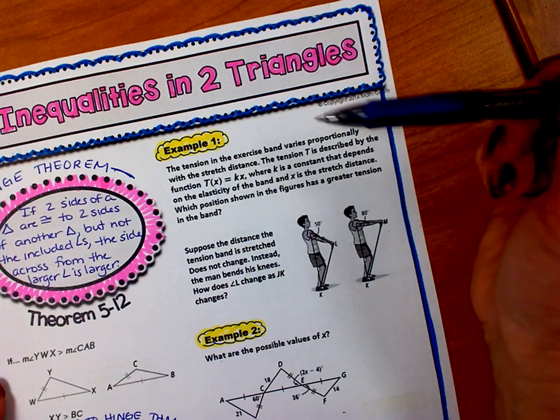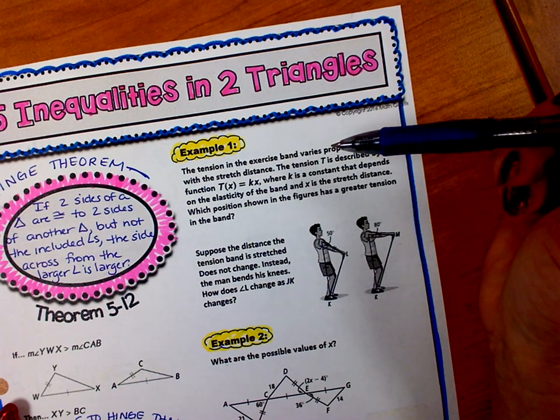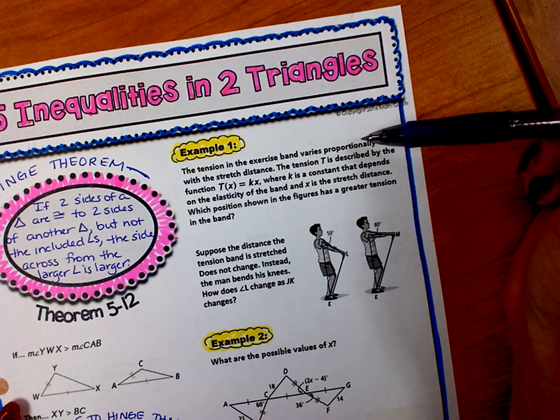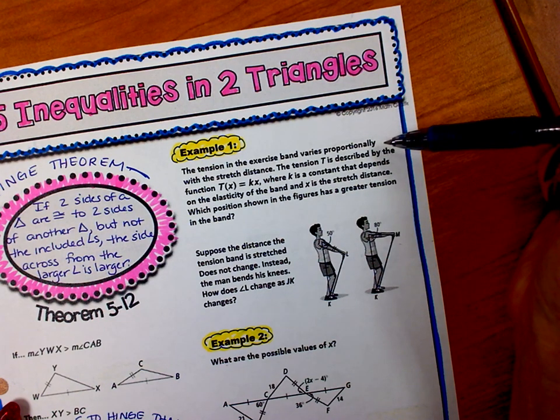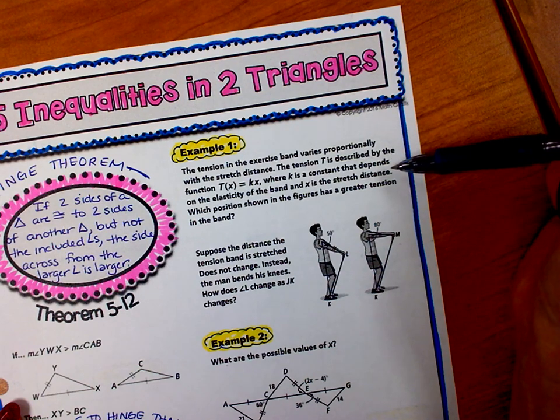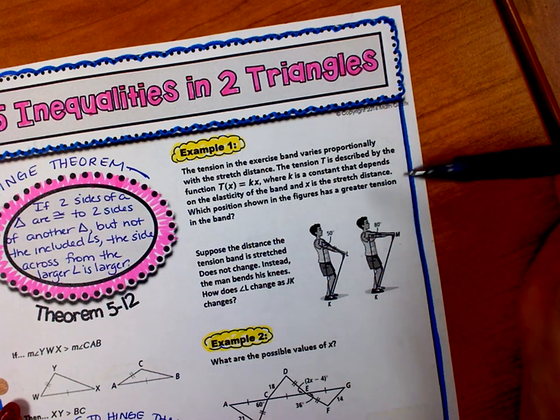Example 1 demonstrates the hinge theorem as a physics application. It says the tension in the exercise band varies proportionally with the stretch distance. The tension T is described by the function T of x equals Kx, where K is a constant that depends on the elasticity of the band and x is the stretch distance. Which position shown in the figures has a greater tension in the band?